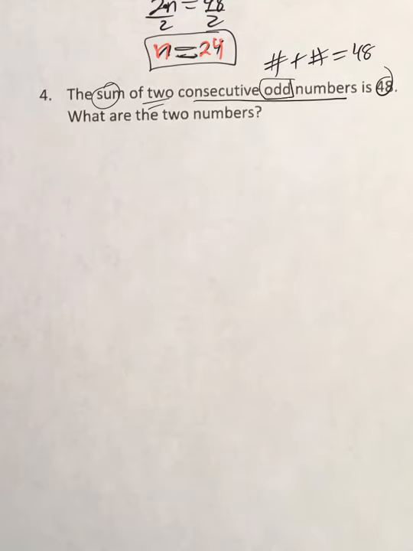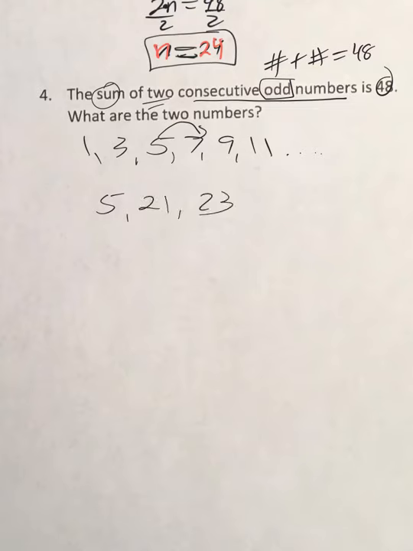So they're odd. So what are odd numbers? So 1, 3, 5, 7, 9, 11, right? Those are odd numbers. And one right after the other is consecutive. So 5, 21, and 23 are odd, but they're not consecutive. So we want it to be one number after the other. So what do you notice is the pattern?